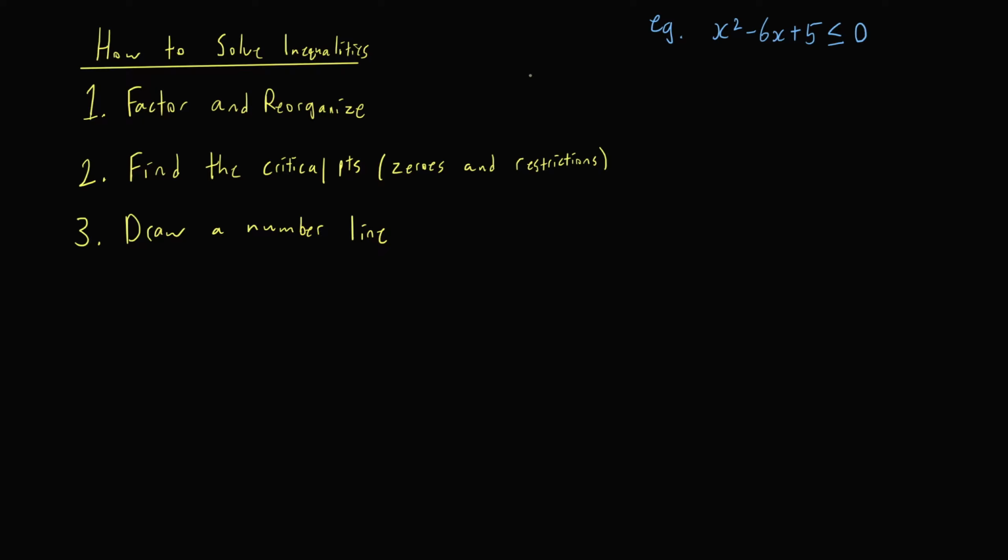Alright, let's talk about how you can solve inequalities. There are three main steps. First, factor and reorganize so that one side equals 0. Second, find the critical points, which are the zeros and restrictions. And third, draw a number line and find the intervals accordingly.